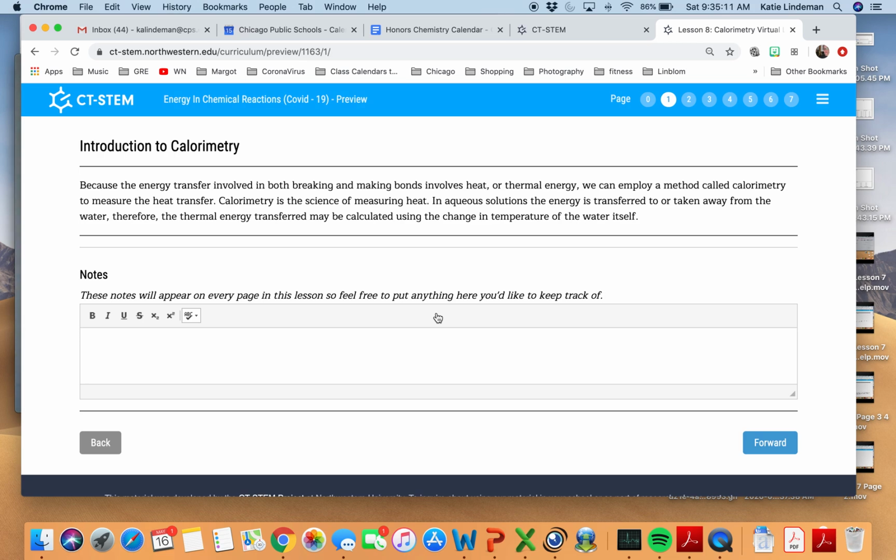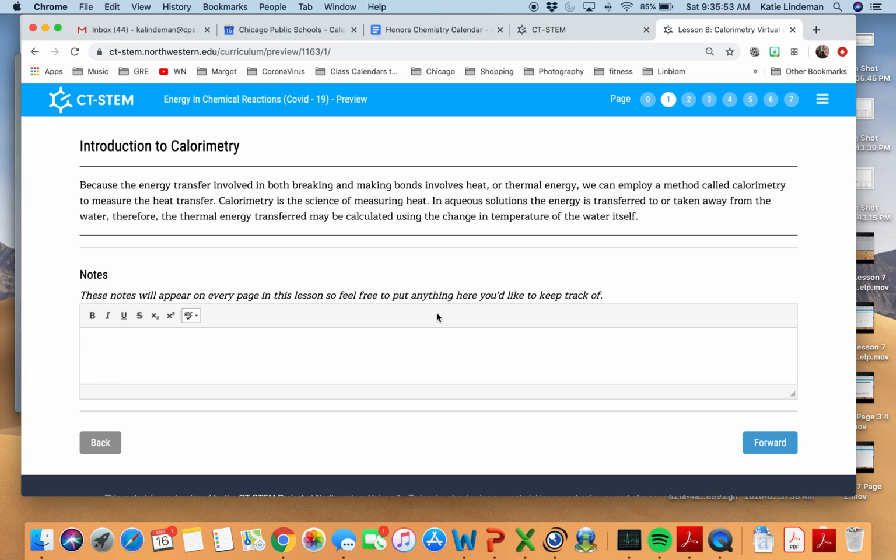So this is just a brief introduction to calorimetry and a reframing, I guess, of some of the knowledge that we've learned in the last few lessons. Because the energy transfer involved in both bond breaking, so remember we saw bond breaking when we had ionic solids dissolving in water, and bond making, which is when we saw the ionic solids being synthesized, involves heat or thermal energy, we can employ a method called calorimetry to measure the heat transfer.